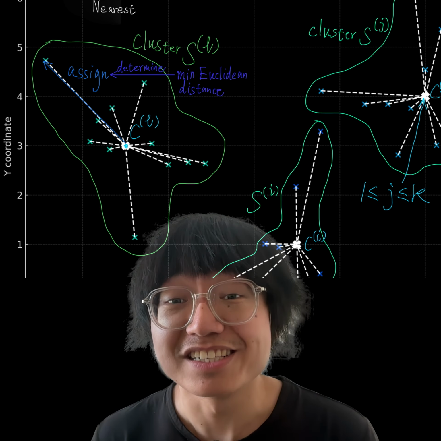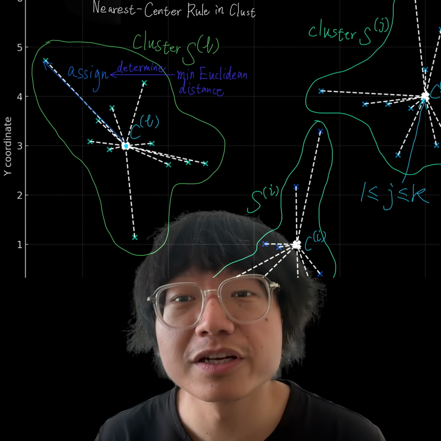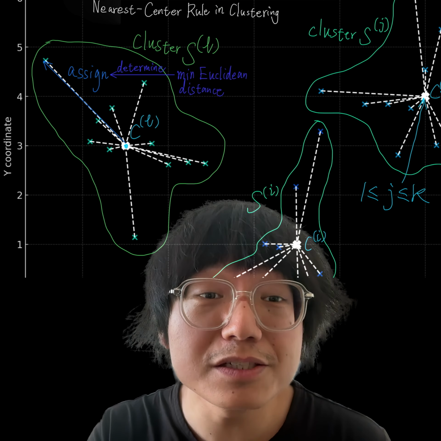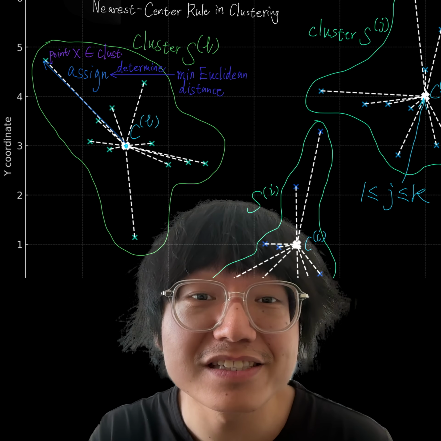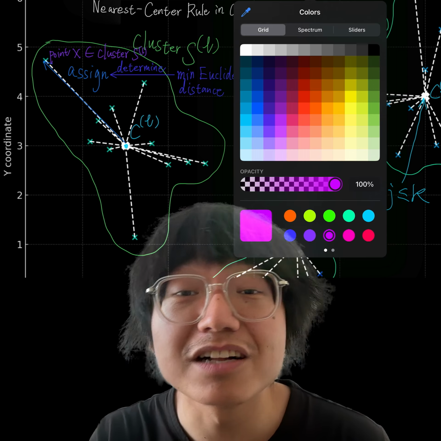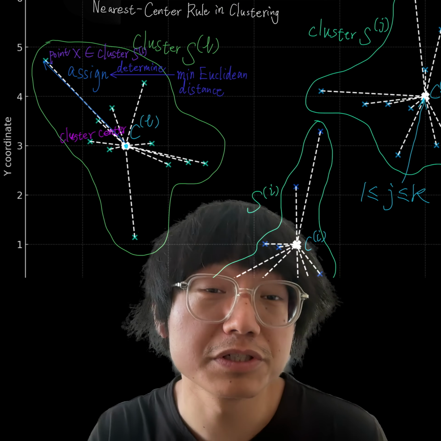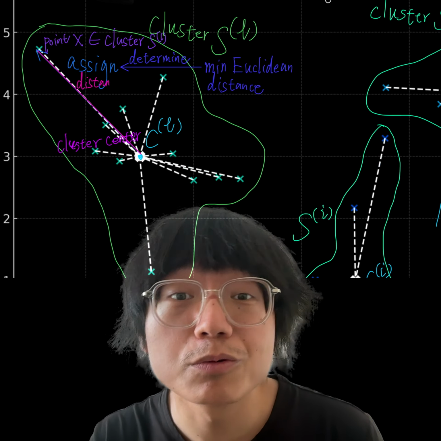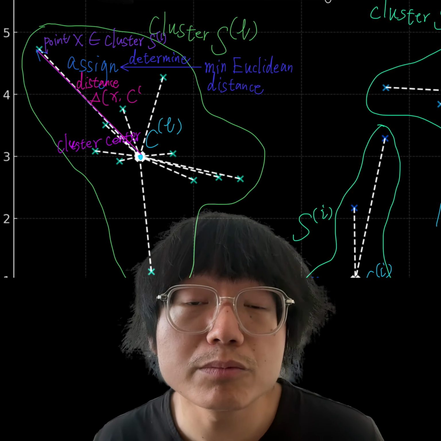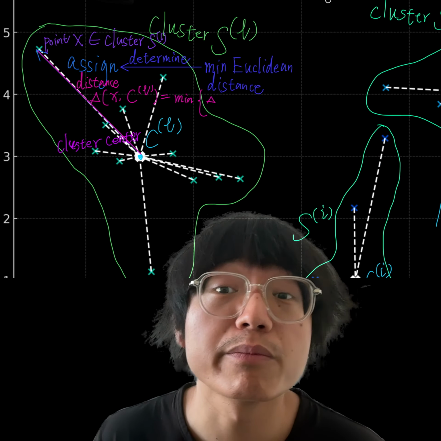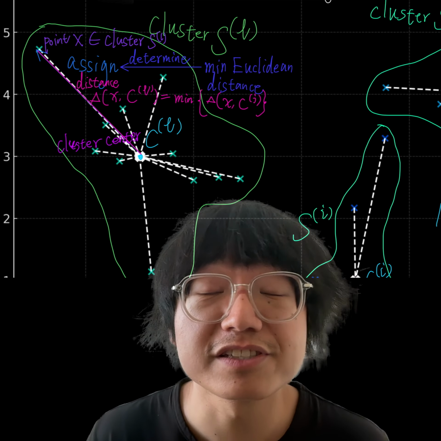Let's talk about the nearest center rule we use in k-means clustering. This rule states that the point x belongs to the cluster S_l if the distance from x to the center of S_l, which is denoted as C_l, which is the center, right, is the minimum compared to the distance from x to any other cluster centers.